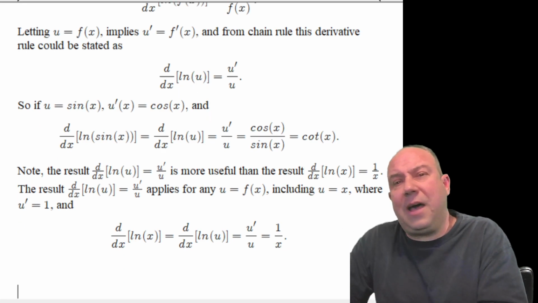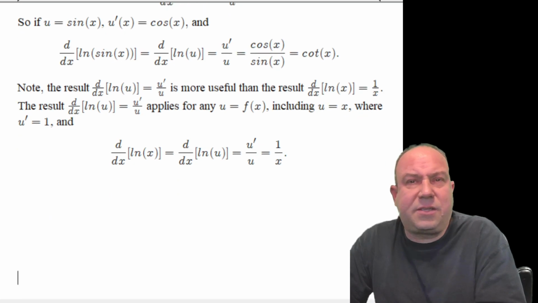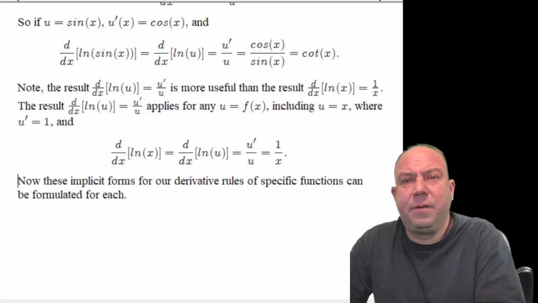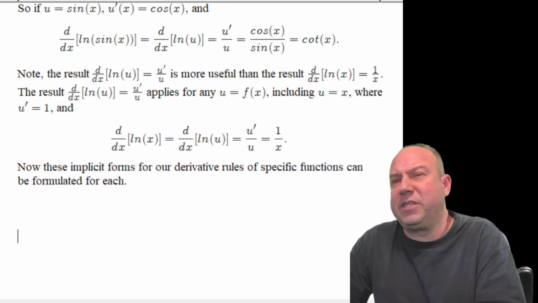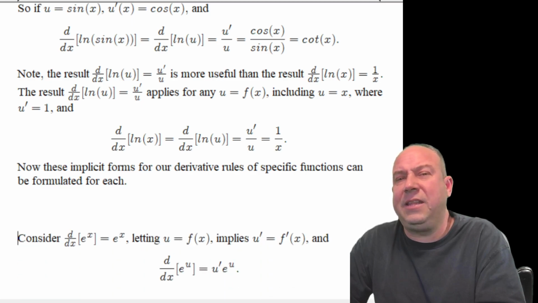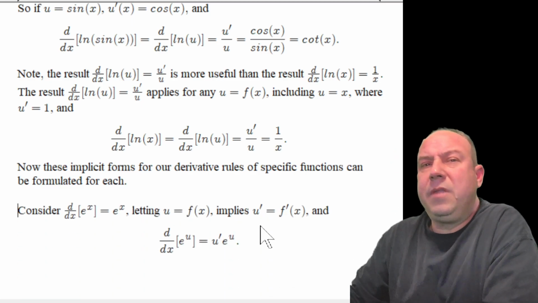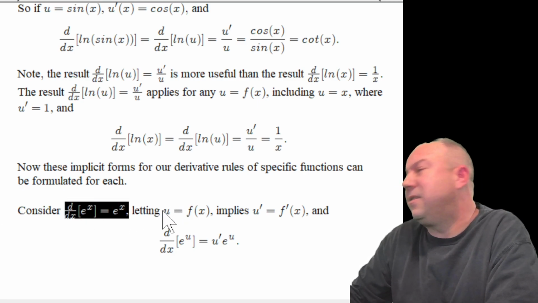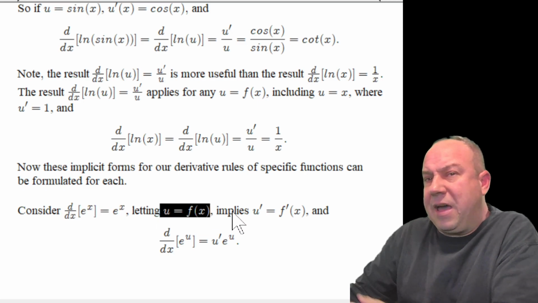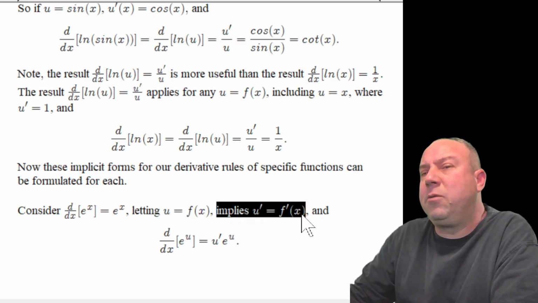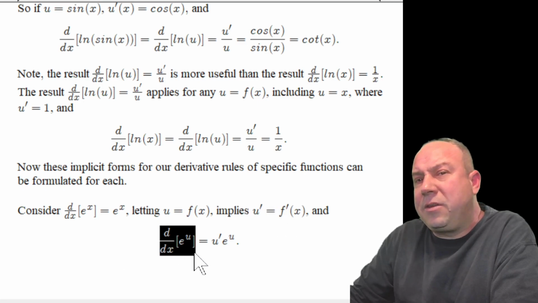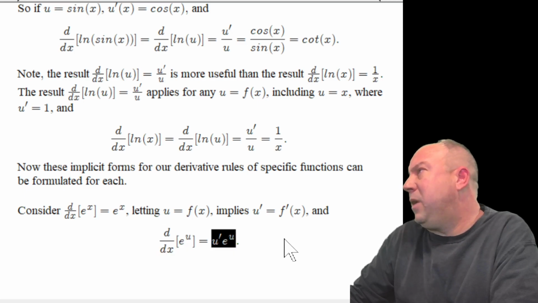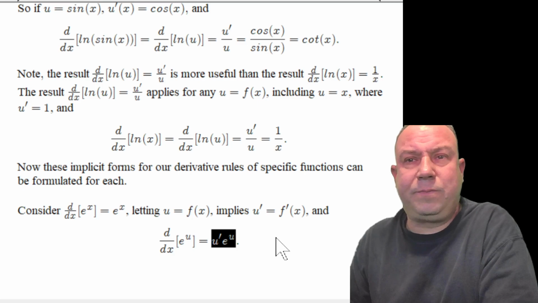Now we can set this up not only for the ln of u, you could set this up for any of our other specific rules. Specifically, if we maybe look at the case for the e to the x rule. We do know the derivative with respect to x for e to the x is simply e to the x. Well, letting u equal f of x in that case implies that u prime would be equal to f prime of x. And if we thought about the derivative with respect to x for e to the u, that could be thought of as being u prime times e to the u.